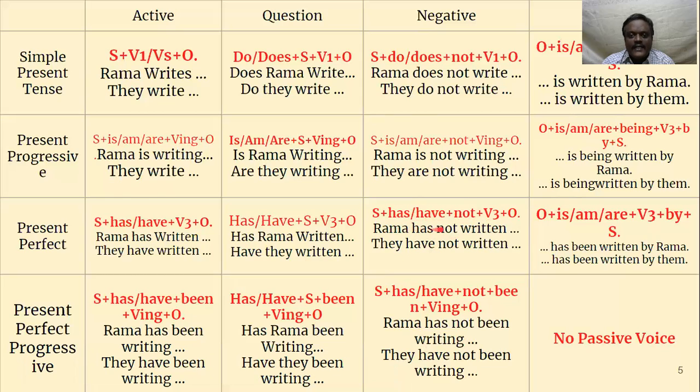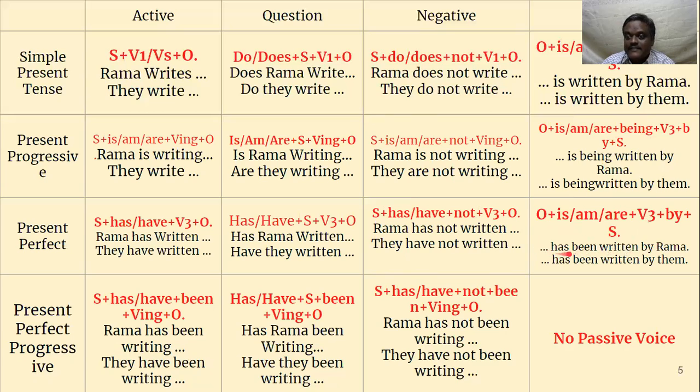Rama has written a letter is positive. Rama has not written a letter is negative. They have written a letter is positive. They have not written a letter is negative. In the same way, here, the structure is be form plus V3... here, a typing error. Actually, I will tell you, we have to use have form plus been plus V3. Here be form plus ing plus V3, but here have form plus been plus written. So it has to be like that.